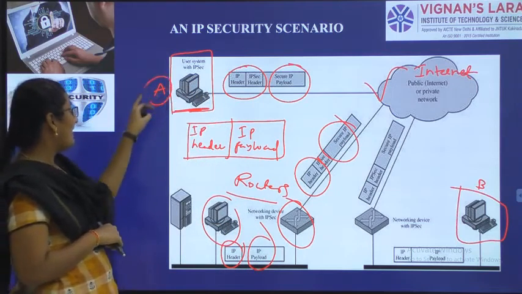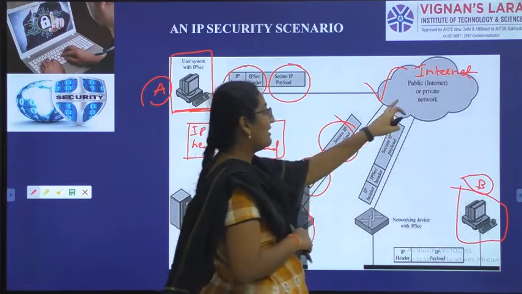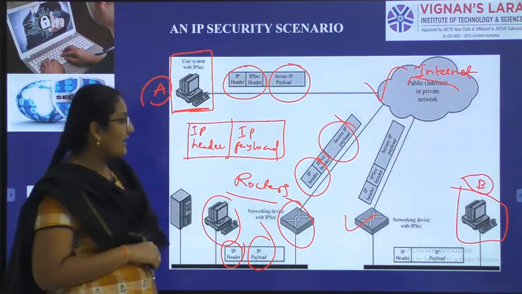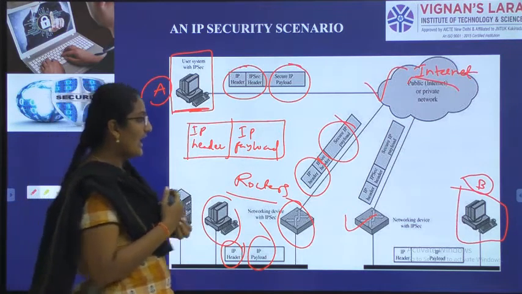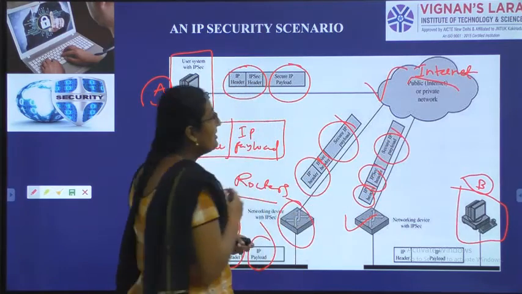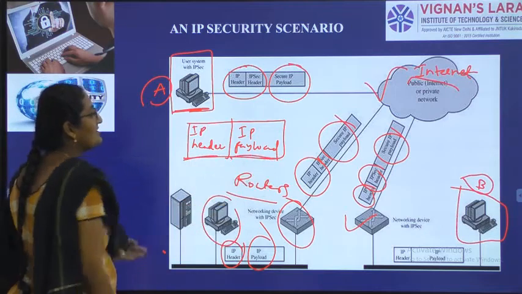From system A we need to send data to system B. For that we can take the help of the internet and routers. But how is this IP packet divided? See, the IP packet is divided into IP header and IP payload. So this is the overall scenario.